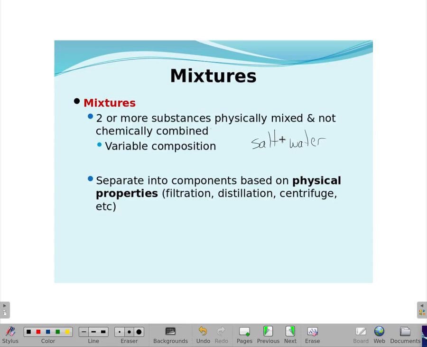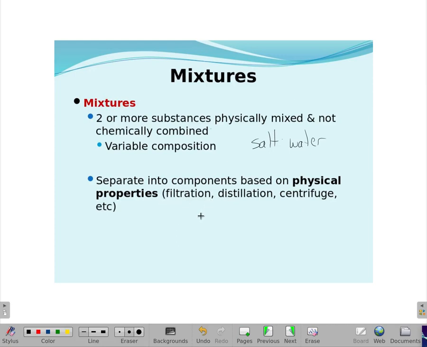But it turns out if you were to take a sample of that salt water and heat it up, you could actually boil off the water, or at least evaporate off the water, and you'd be left with a salt residue. So you can separate those just by doing a physical change, heating it up. Other types of separation include distillation, filtration, and centrifuge. We'll talk about these all some.